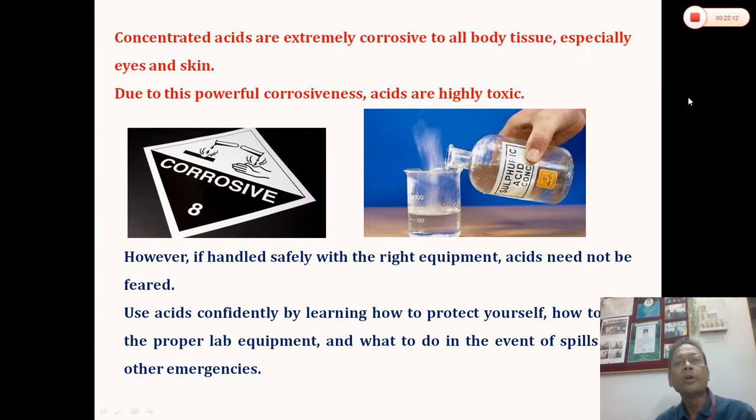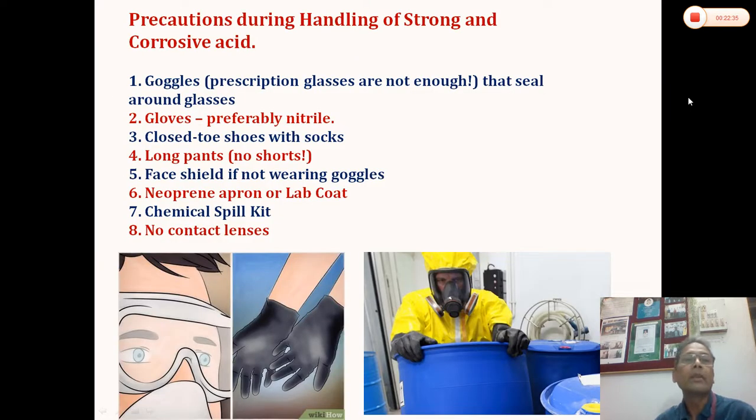Due to this powerful corrosiveness, acids are highly toxic. However, if handled safely with the right equipment, acid need not be feared. Use acids confidently by learning how to protect yourself, how to use the proper lab equipment, and what to do in the event of a spill and other emergencies that will be discussed.